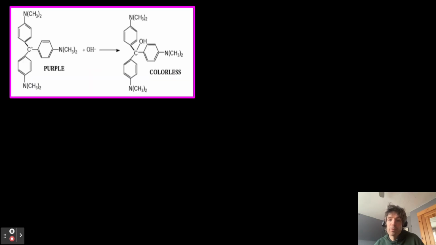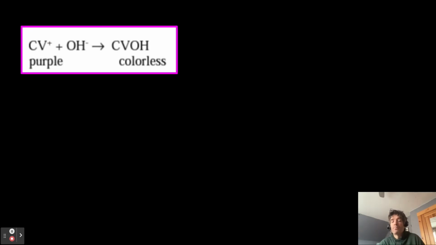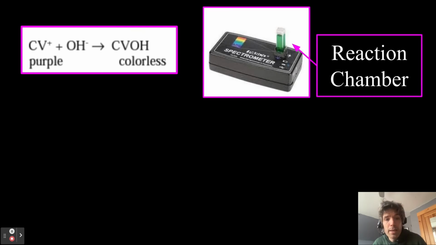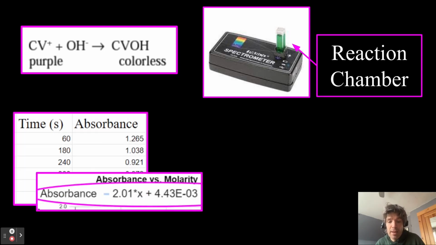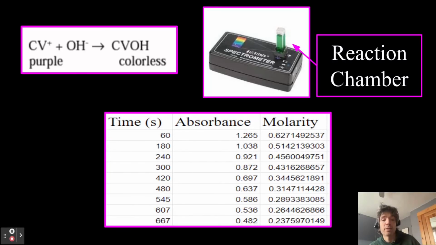All right. So this is what the chemicals actually look like. It's pretty incredible how complicated that is. But this is just like a shortened, simpler version of it. And I'm going to run it in the chamber, in the spectrometer, and then chart the absorbance as time goes on. And then I'm going to take all those absorbances, plug them into my regression line, and calculate the molarities as the reaction is progressing.